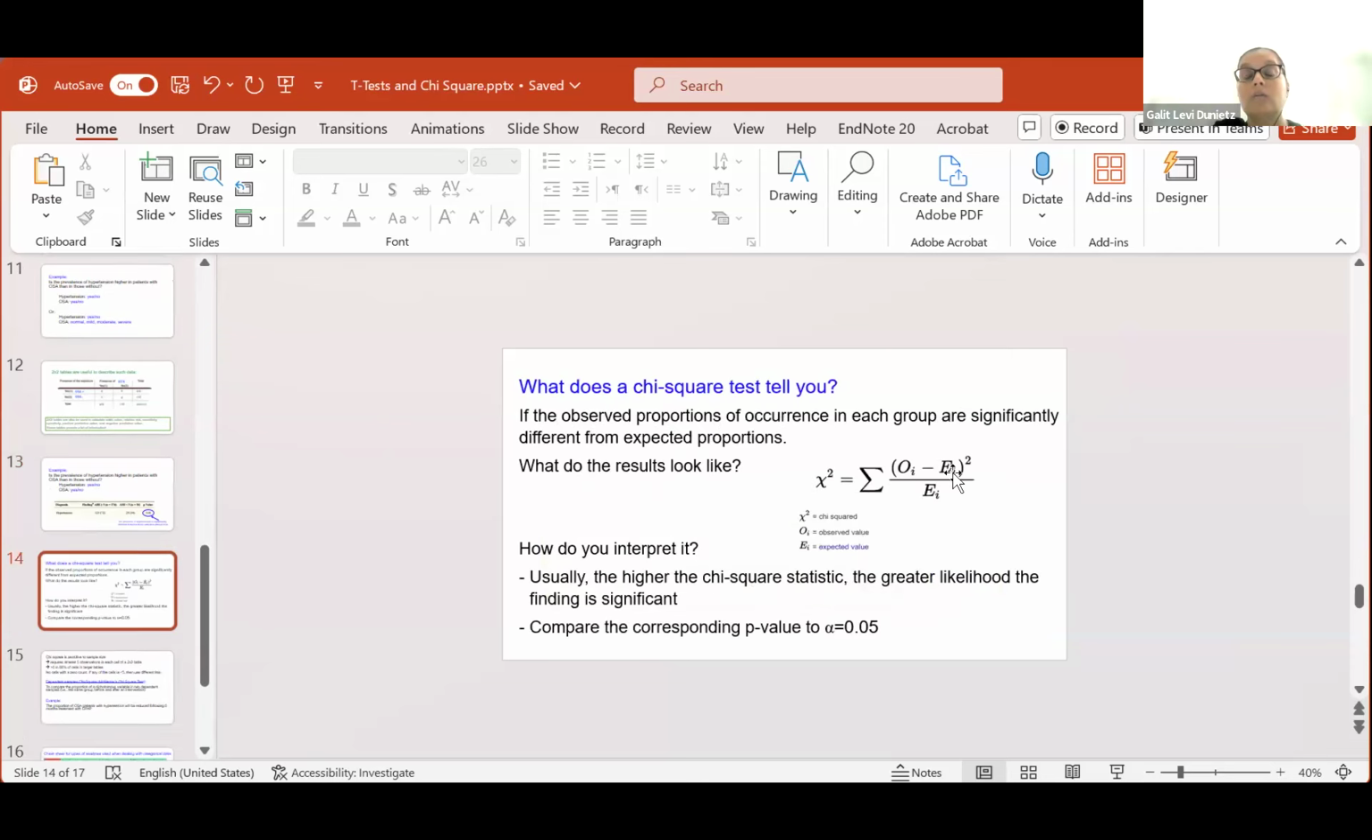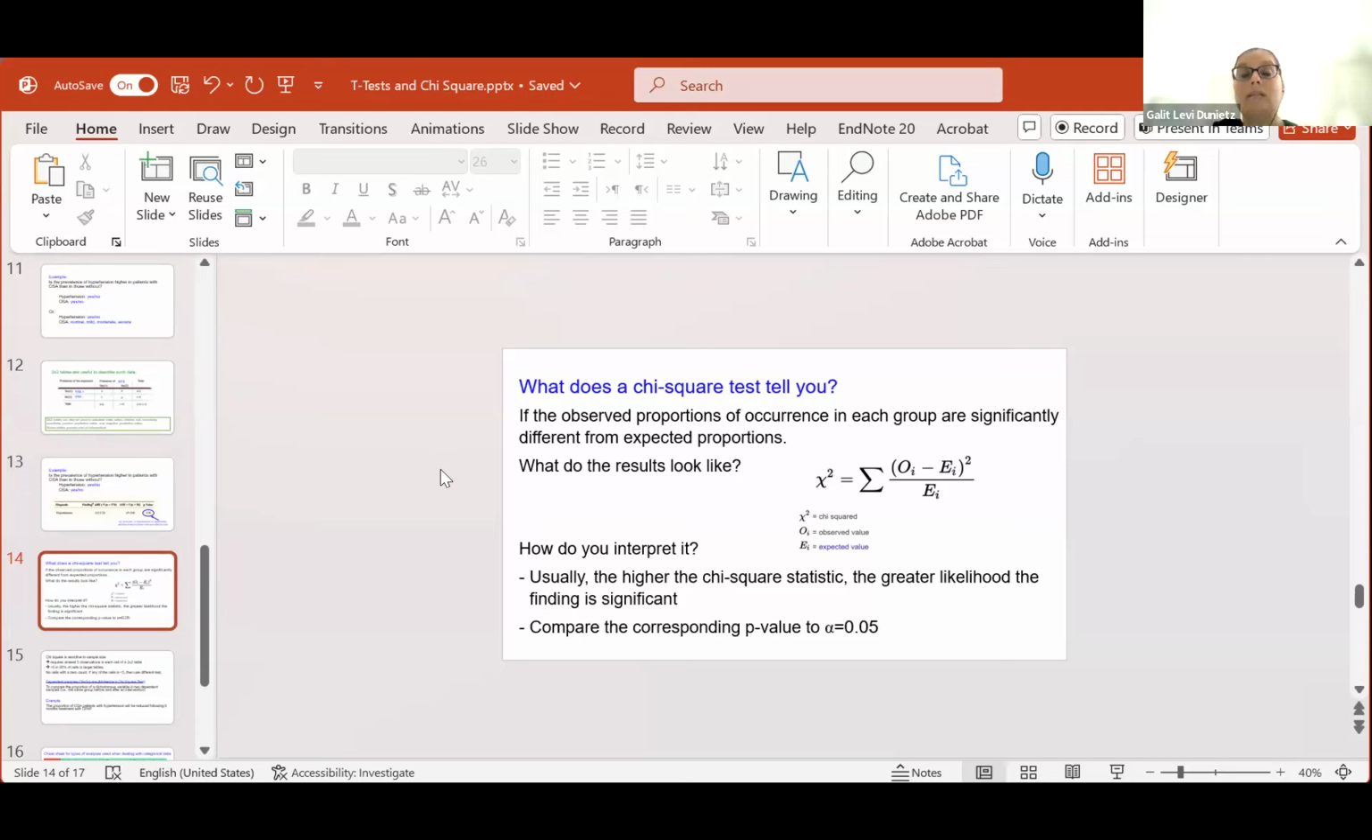Okay, so this is how the test statistic for chi-square looks. And basically what we're doing is for each observation, we compare the observed value with the expected value: what did we see in the sample and what was the expectation? And then we divide it by the expected value. And we summarize these differences for every observation in the sample. And so the larger the chi-square is, the more likely it is that the test statistic will be significant.